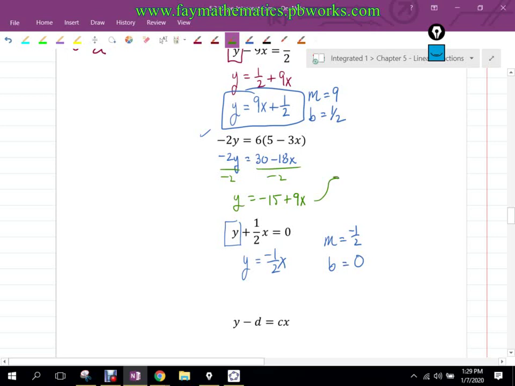Now, is that y equals mx plus b form? No. It makes sense maybe to reorganize it, right? Write it as 9x minus 15. So now what's your slope? 9. What's the y-intercept? Negative 15. So those guys, those are the things.